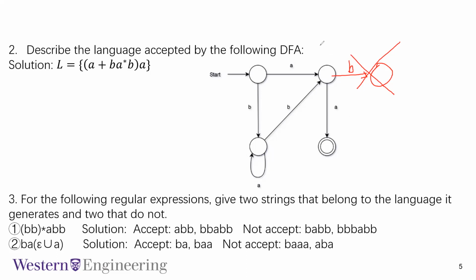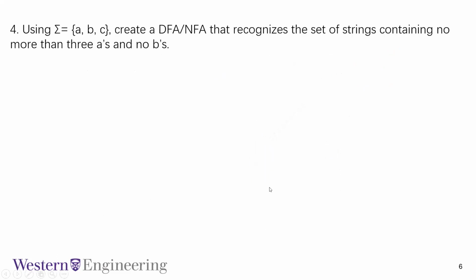If no, let's move to question 4. This question is using the alphabet composed of A, B, and C to create a DFA that recognizes the set of strings containing no more than 3 A's and no B's. I'll give you 10 minutes for solving it by yourself.